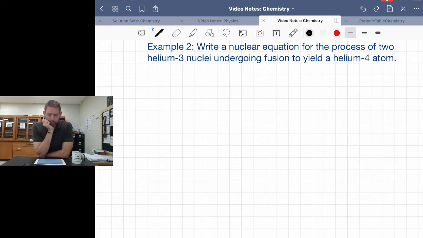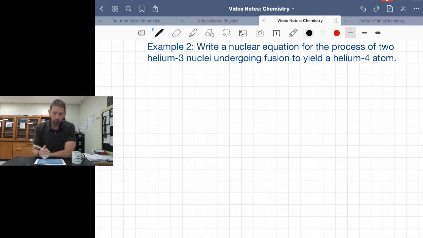Okay, let's write a nuclear equation for the process of 2 helium-3 nuclei. Nuclei is the plural form of nucleus, and it says 2, so that's why we have to say nuclei, undergoing fusion to yield a helium-4 atom. So here the dynamics are a little bit different. We're being told what's happening, so we don't have to guess as much.